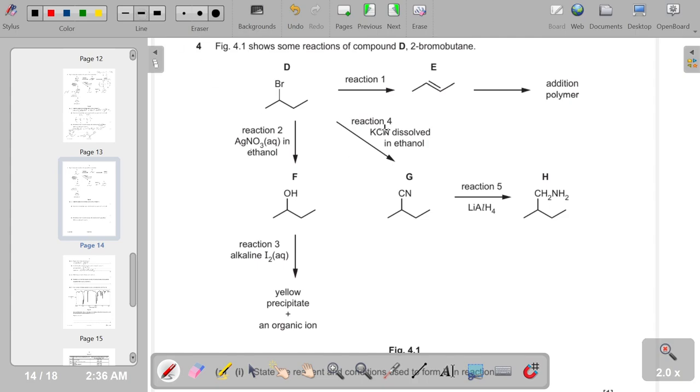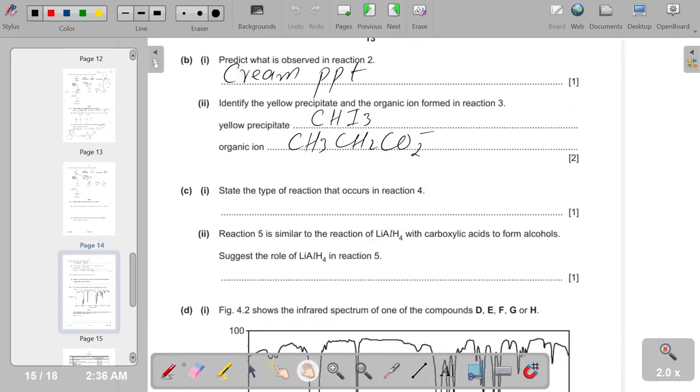Okay, here you can see is a CN negative. This CN negative will attack over this electrophilic carbon. Bromine will be removed from here. Okay, so you will get this CN. It is a nucleophilic substitution reaction. The type of reaction is actually nucleophilic substitution. Okay.